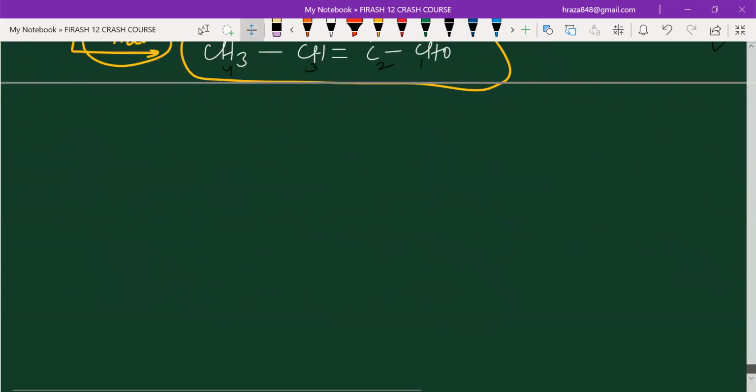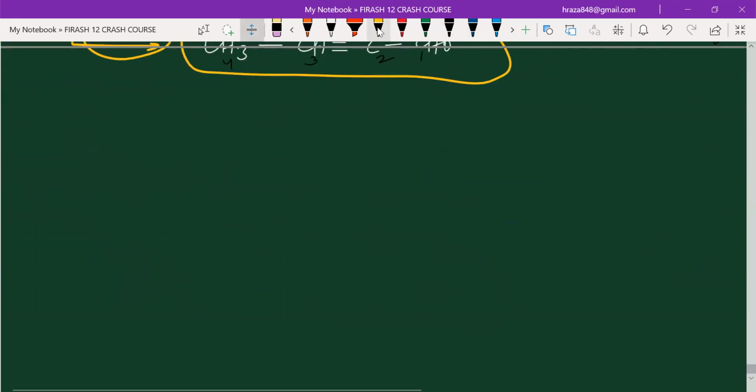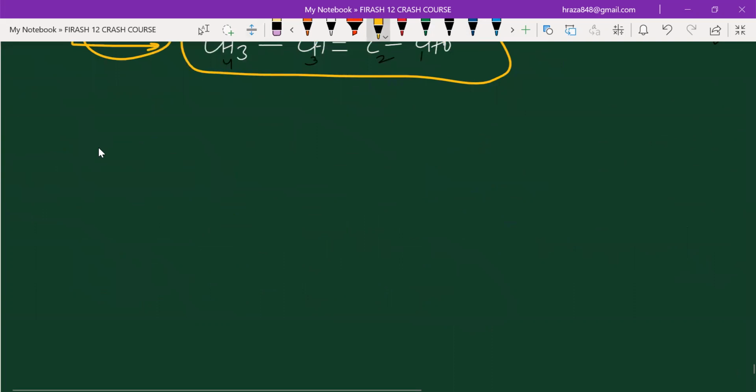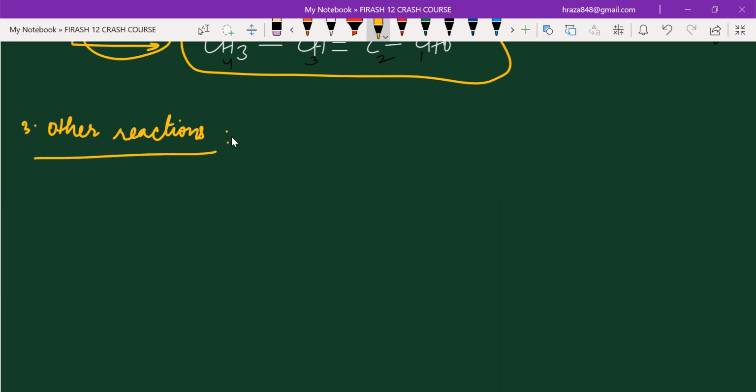And it's also very easy if you are going to do it like this. Let's take another example of a reaction, another reaction. Do you have any doubt in aldol or aldol condensation? Yes or no?